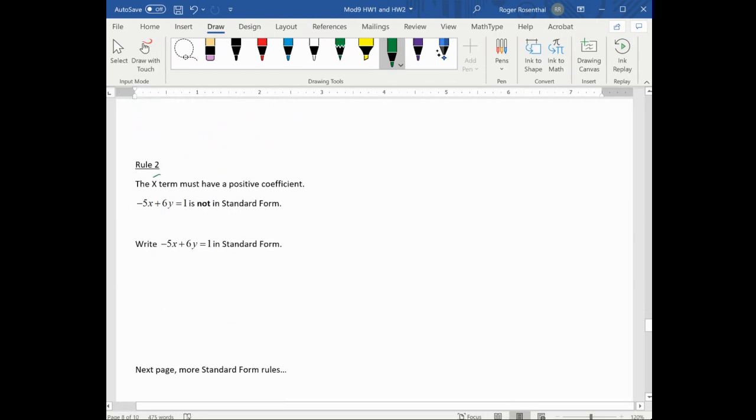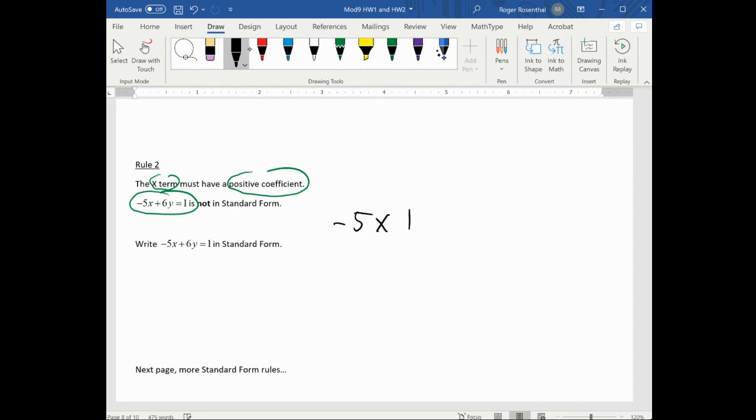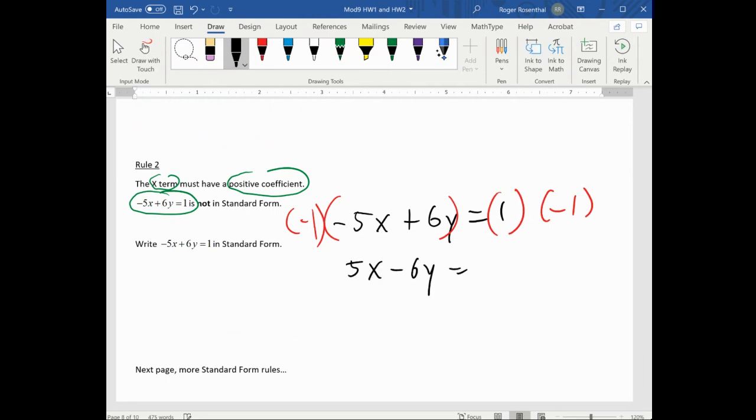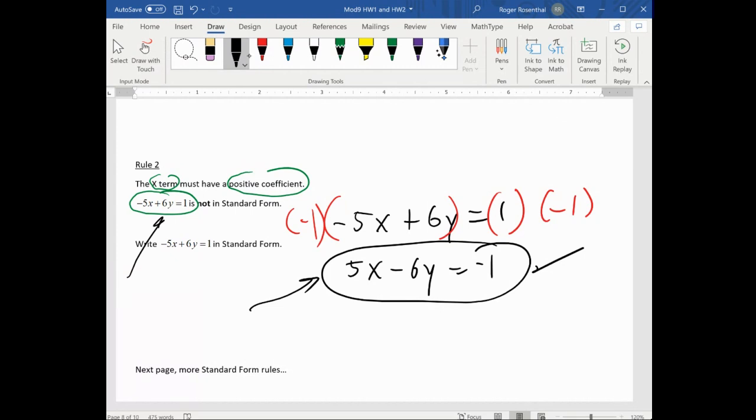The second rule, the x term has to have a positive coefficient. So this line is not in standard form. I can take that line, negative 5x plus 6y equals 1, and turn it into standard form by multiplying both sides by negative 1. When I do that, that'll give me 5x minus 6y equals negative 1, and that line is in standard form. These are both the very same line, but this one is written in standard form.